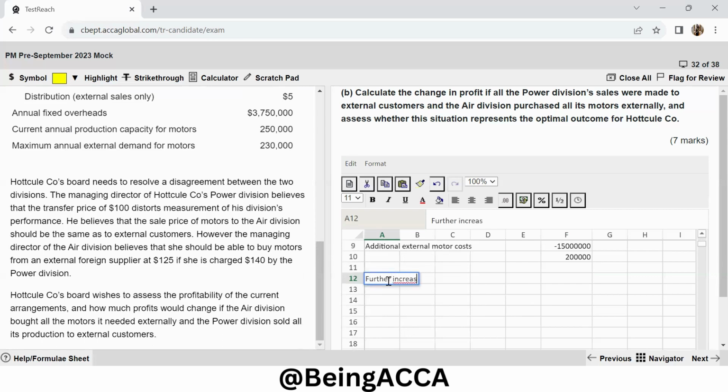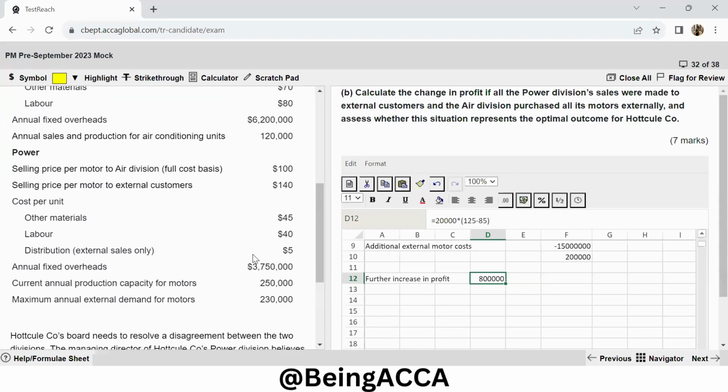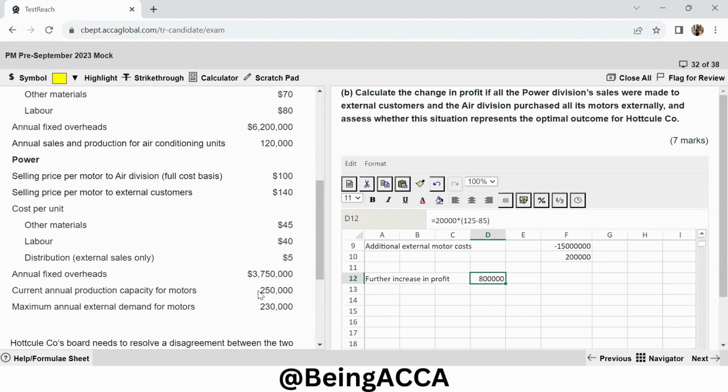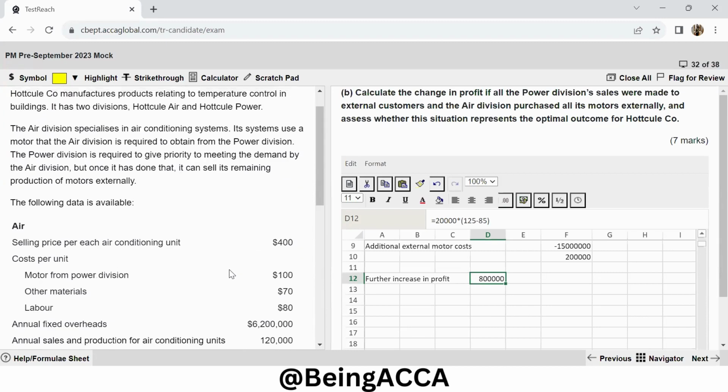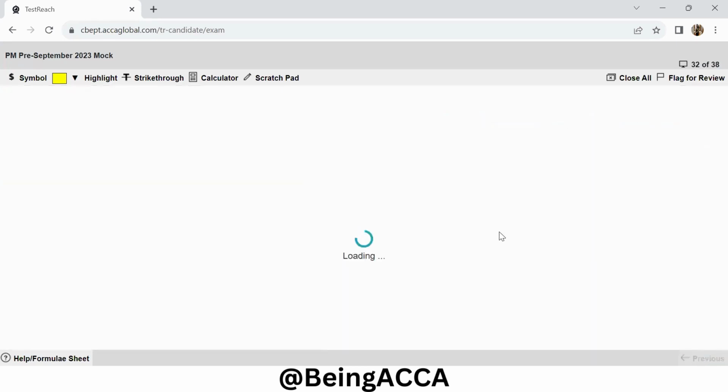We can find the further increase in profit. Now there is a difference of 20,000 units. On these units, 125 is the amount which you otherwise would have had to pay. And now when you are making it internally, the variable cost is nothing but $85. So this additional 800,000 is the additional increase in profit that can be earned by Hottcule company if the power division sells the remaining capacity of 20,000 units internally to the air division. So I hope this question is clear. Moving on to the last part for this question.